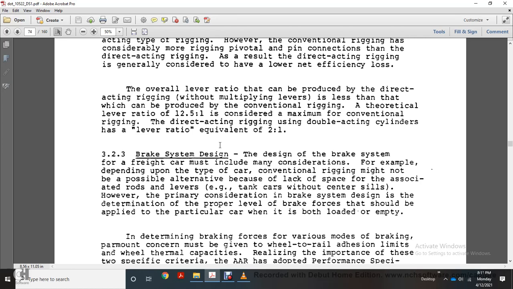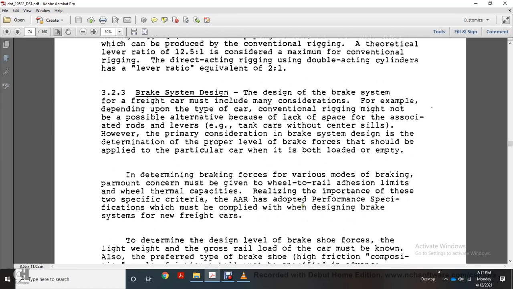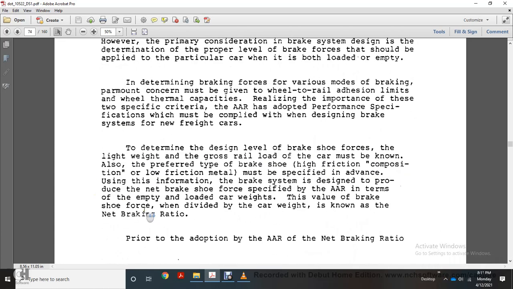However, the primary consideration is that the brake system be designed so that the proper level of brake force is applied to a particular car, both loaded and empty. Determination of braking force for the various modes of braking is a permanent and paramount concern, with wheel-rail adhesion and limited wheel thermal capacity being the most important of these two specific criteria. The AAR has the top-level performance specification which must be applied when designing the brake system of new freight cars. To determine the design level of the brake shoe force, the lightweight and the gross rail load of the car must be known.